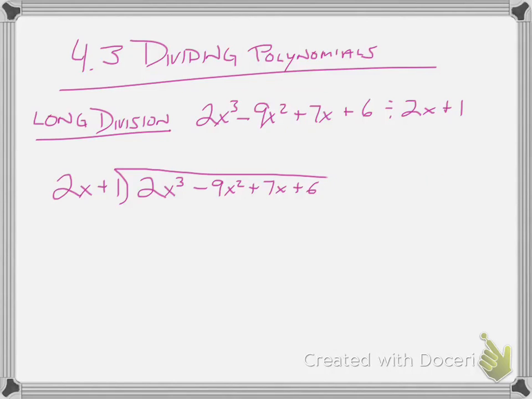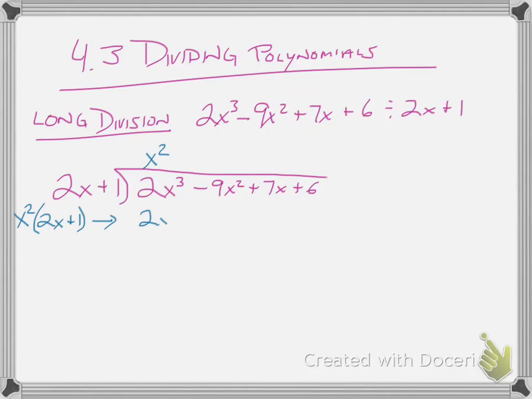All right, so remember what you want to do first is you're looking at the leading coefficients. And I want to say what's going to go up here as part of my quotient is going to be the 2x times what will give me 2x cubed. So what I'm going to put there, 2 times 1 is 2, so that's fine. X times x squared will be x to the third, so I'm going to put x squared up there. And then what I'm going to do is multiply that x squared back through the divisor 2x plus 1. And I'm going to write that in this line.